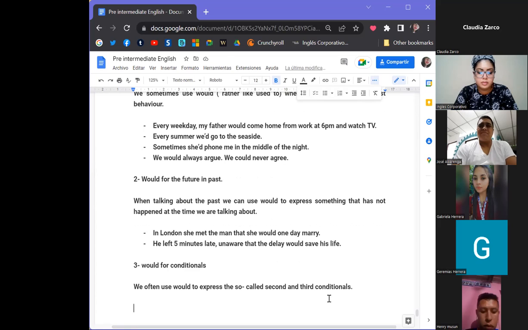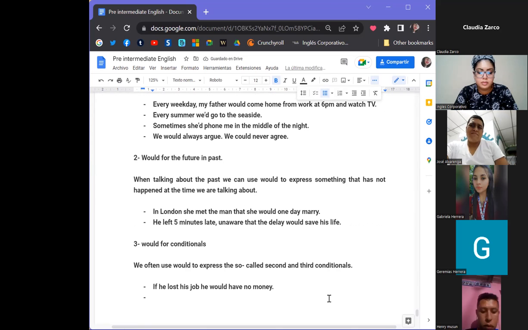So in that case, we have the first example that we have is, if he lost his job, he will have no money. In that case, it's like the cause and effect of something. And we have the second example that it says, I want the love. In this, it's talking about something that can happen, but it is not like certain, that is something unreal. Si hubiera ganado la lotería, me hubiera comprado un carro. So in that case, it is not possible because we have not won the lottery. So in that case, we cannot buy the car.